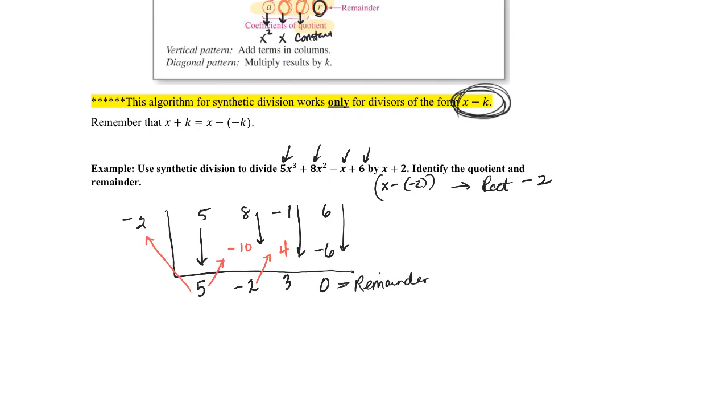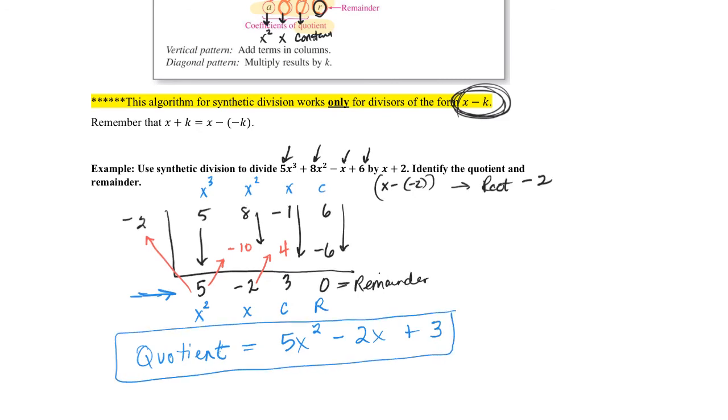Again, everything drops by 1 degree. Remember, 5 was the coefficient for x cubed. 8 was the coefficient for x squared. -1 was for x to the first degree. And then 6 was my constant. So this is now 5, this is the x squared, this is the x, this is the constant. And that's the remainder. So these are the coefficients now for my quotient. It is 5x squared minus 2x plus 3.